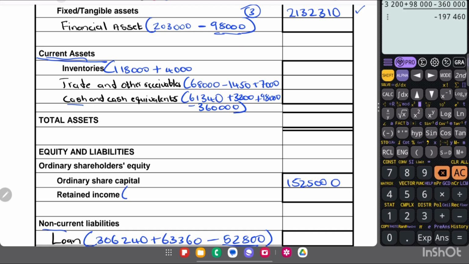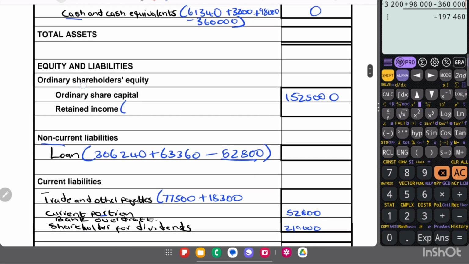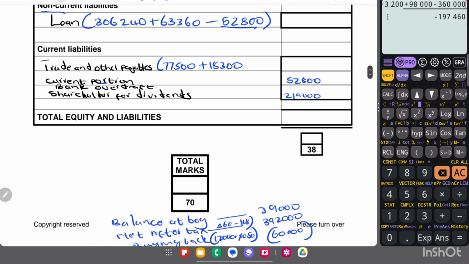No, you can't put a minus on the balance sheet. This means that we don't have money in the bank. We're going to put a 0 here because we don't have money in the bank, but because this is a minus, it means that we are owing the bank. It must appear now under what? Under bank overdraft.